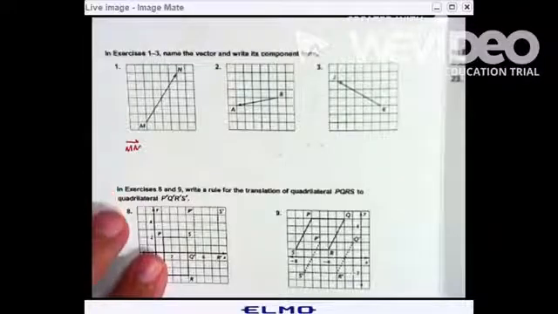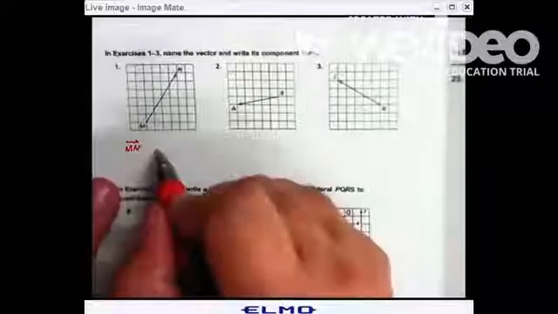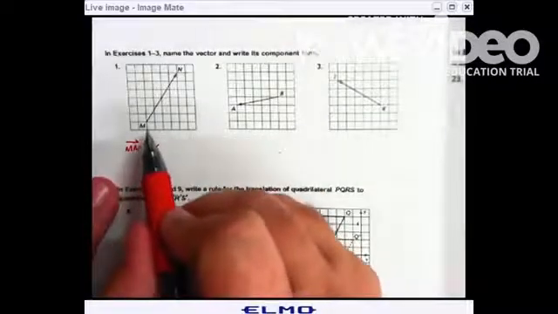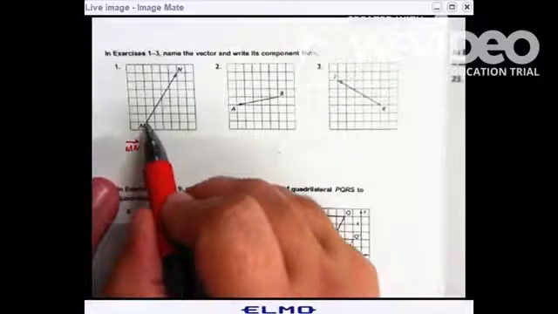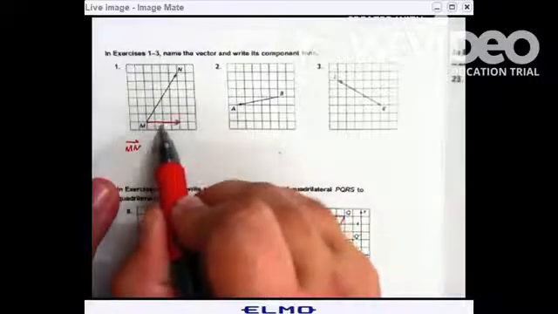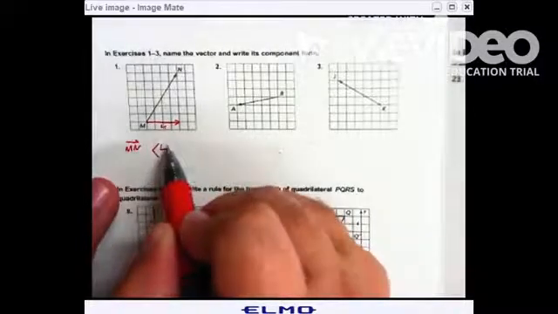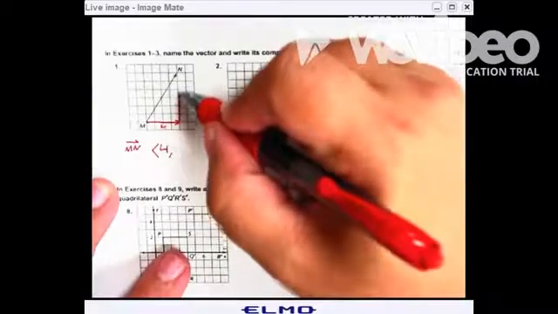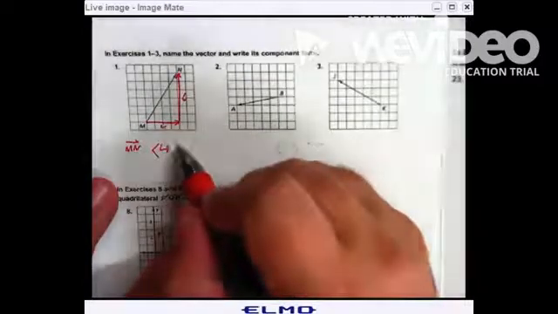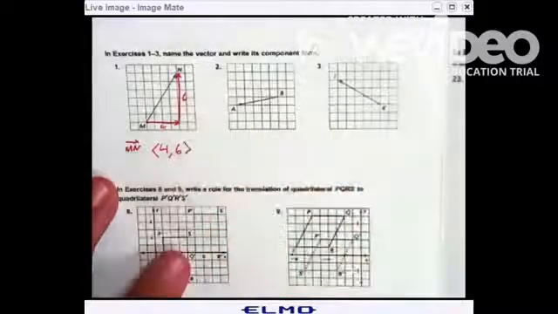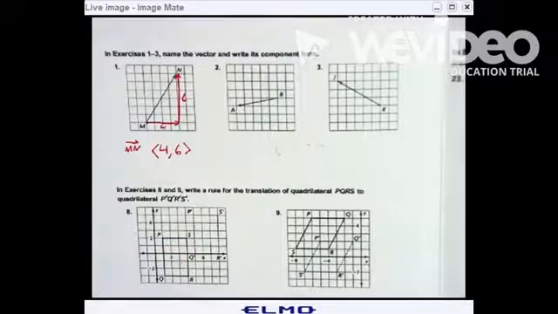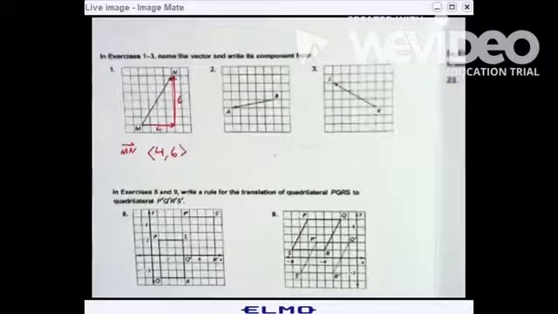Now, we want to do the component form. So we're going to open up these nice angled brackets there. And we'll take the horizontal first, just like in an ordered pair. So let's see, we would move over 4 units there to the right. So that's 4 units to the right for our horizontal component. And then we're going to go up 1, 2, 3, 4, 5, 6. So the vertical component is 6 because we go 6 units up. And so there is the component form. All right, not too bad. Let's take a look at number 2.